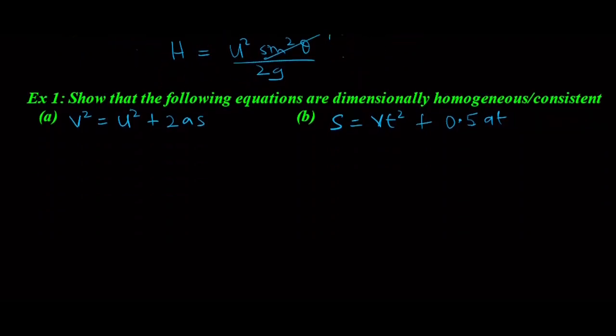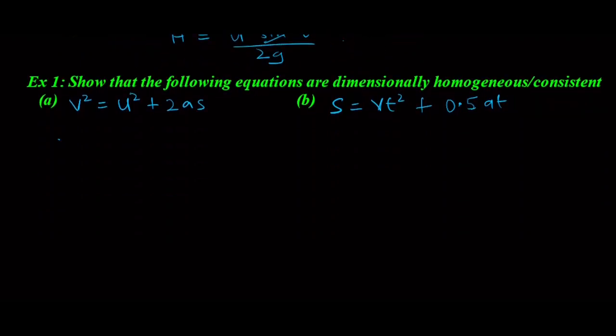So now we have v squared equals u squared plus 2as. We want to show that this equation is dimensionally consistent. Since there are no trigonometric functions in this equation, we need not worry about that. We only need to deal with these three parameters: v squared, u squared, and as.